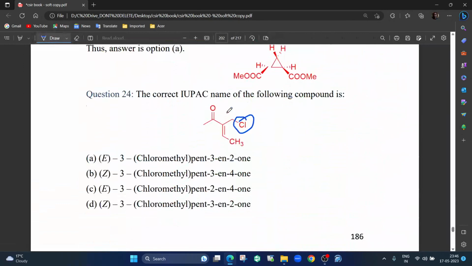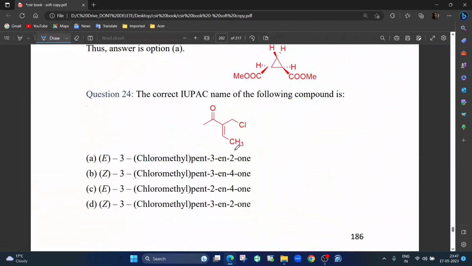What is the functional group? Two functional groups are there. One is ketone, one is alkene, right? Now, between ketone and alkene, ketone gets preference. So we have to start counting so that ketone comes first, and we have to take the longest chain, and in the longest chain you cannot neglect the alkene because that is the important substituent.